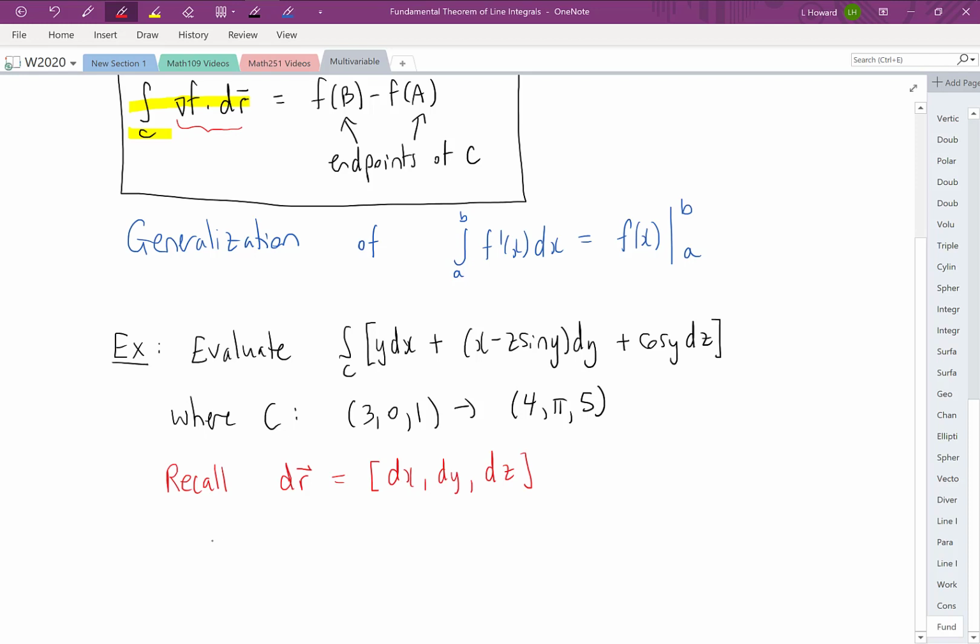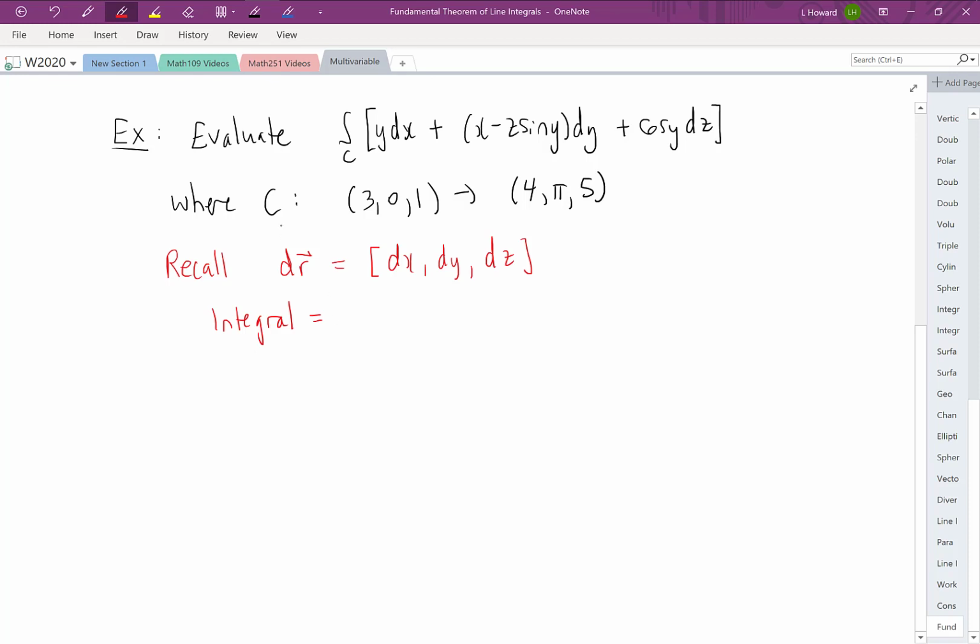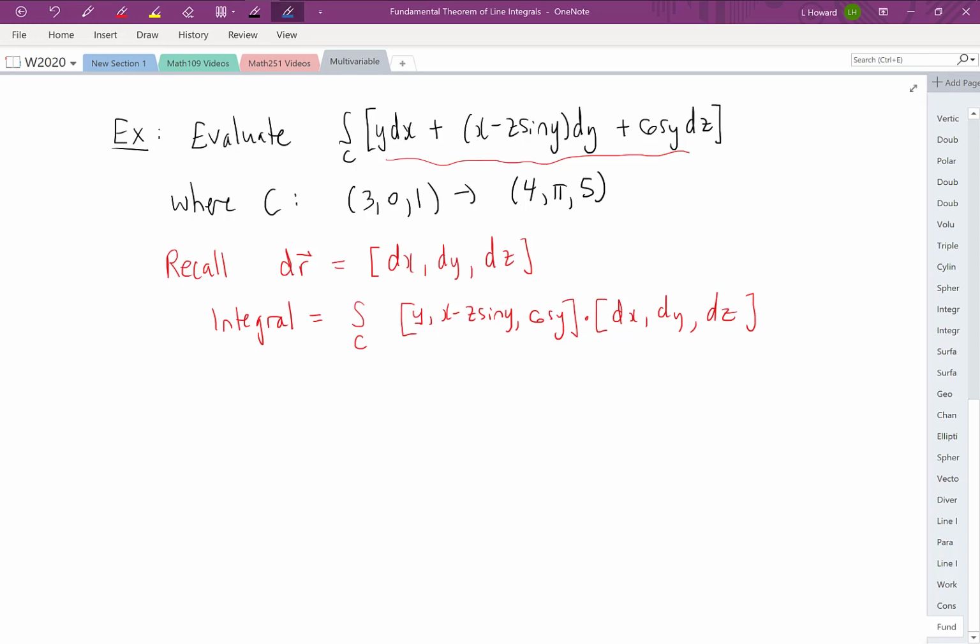What that does for us is that allows us to write an integral in a more concise way. So if we look at the integral that we've got in the question, we could say it's the line integral along C. Well, let's express all this stuff here as a dot product. So it's going to be some vector dotted with dx, dy, dz. If we write down the components of the first vector, it would be y, x minus z sine y, and then cos y. So our integrand has the form some vector dotted with vector dr.